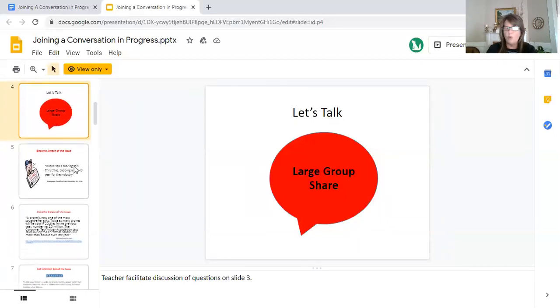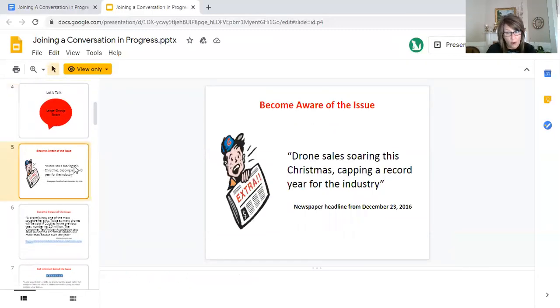So let's learn a little more. Now that we've written what we know already, our existing knowledge of drones, we've put that on our thinking tracker. And now let's become more aware of the issue. This is a headline from the newspaper: drone sales soaring this Christmas, capping a record year for the industry. So this was about 3 years ago. I imagine the sales have gone up even since then. Drone sales soaring. I love that use of words because drones fly.